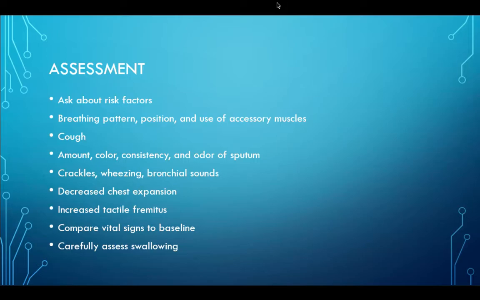And then in looking at vital signs, we're going to compare with their baseline. Patients with pneumonia can often be hypotensive with orthostatic blood pressure changes as a result of vasodilation, dehydration, especially in the older adult. They might have rapid weak pulses because of hypoxemia, dehydration, or sepsis or shock. They might also have cardiac dysrhythmias because of cardiac tissue hypoxia.